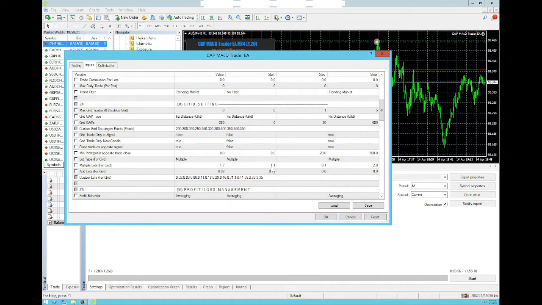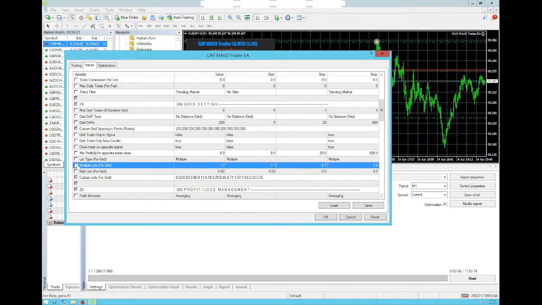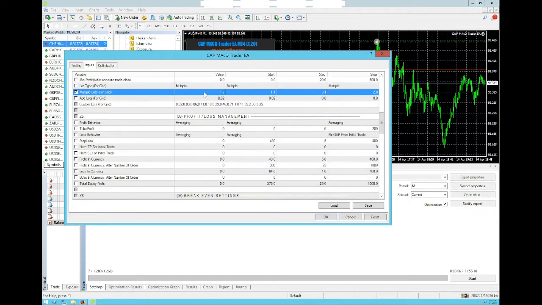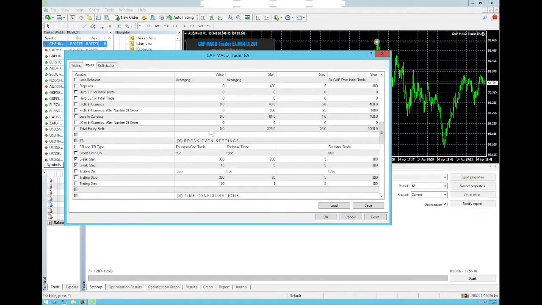And this is my next step that I'm talking about. So go ahead and click on multiple lots. And I'm going to scroll down. I haven't really checked into any of this, and because it's working fine for me, I'm not going to. And this is now where I put total equity profit.